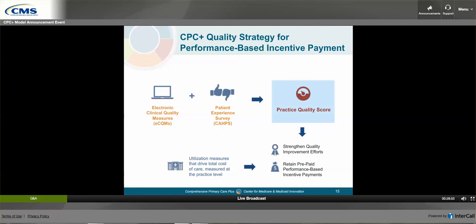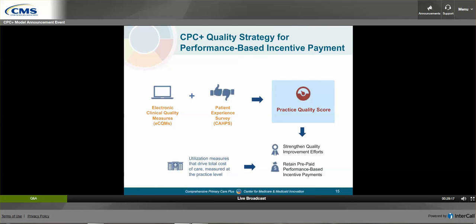ECQMs, or electronic clinical quality measures, that are included in the EHR and are based on clinical care delivered at the point of care in practices. They are stored in the EHR and are not claims-based. CMS will also use the CAHPS Patient Experience Survey, and both ECQMs and the survey are practice-wide total population measures.